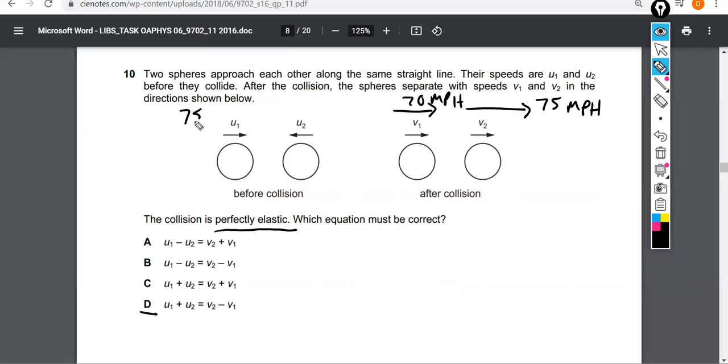Contrast that with you going 75 miles per hour north and a car going 75 miles per hour south in the other lane. How fast do you see each other? It appears that you pass cars in the other lane at 150 miles per hour. You add those speeds to calculate the relative speed of approach.